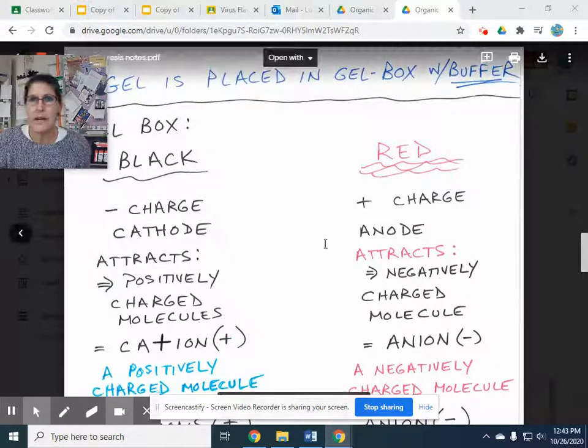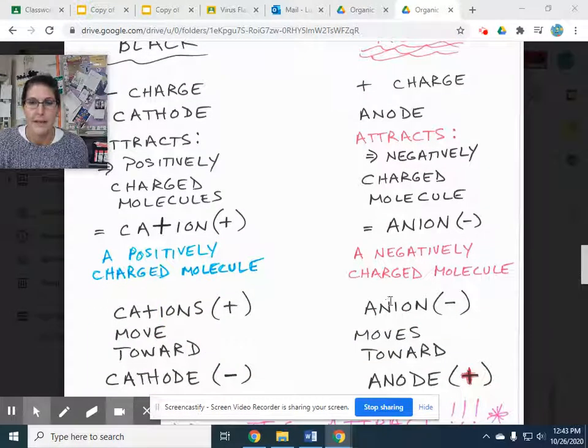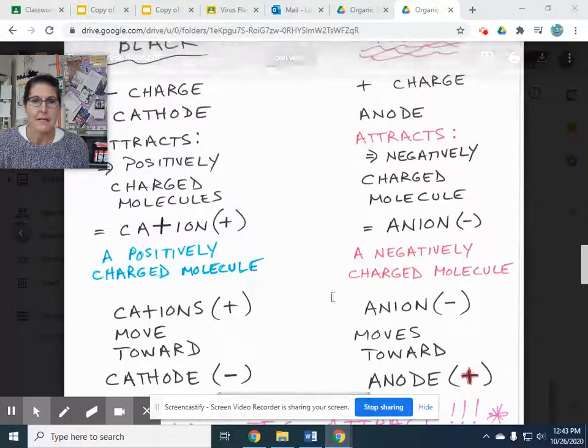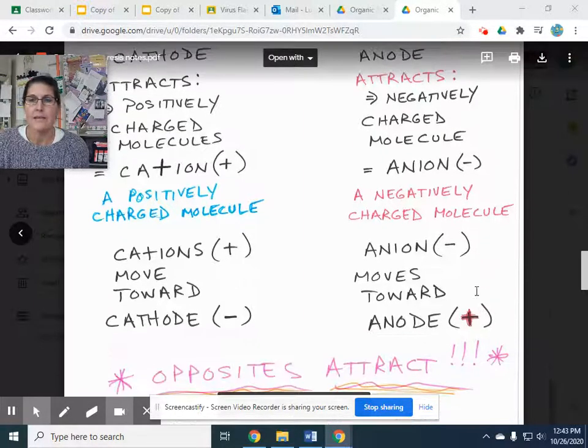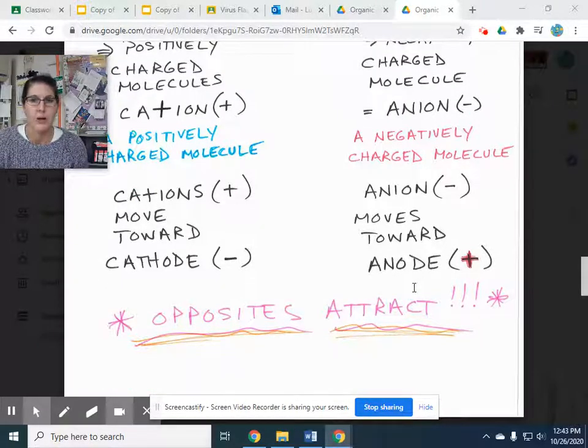Let's look at our red end. Our red end is our positive end. It is known as our anode. It will attract negatively charged molecules. They are known as anions. So my anions, negatively charged molecules, are going to the anode, which is positively charged. Opposites are going to attract. Anion has the N in it. It actually has two N's in it for negative. So cations got that T, anions got my N's, positive, negative. So that negative anion moves towards the positive anode. The key here is that opposites are going to attract.